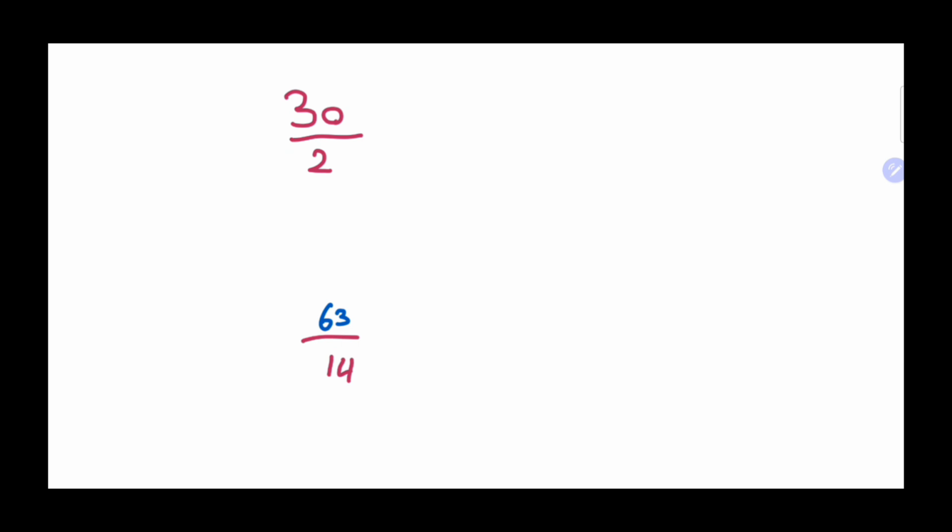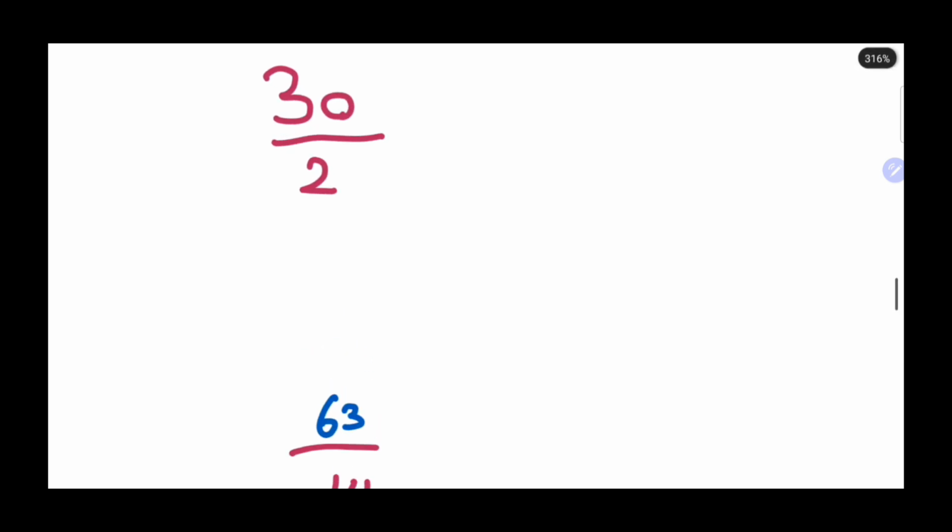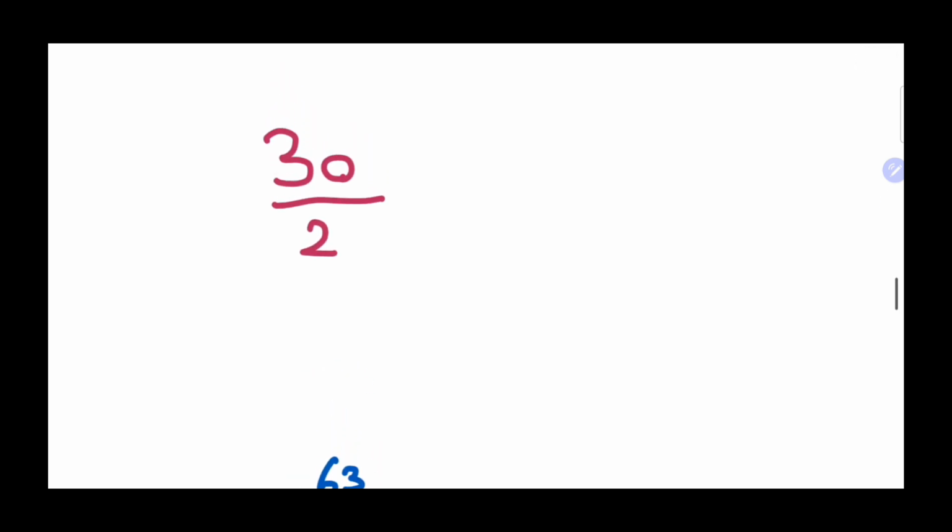Here is how to reduce fractions. We have this fraction 30 over 2. What we want to do is expand this. Now what factors makes up 30? Well, we can say 15 multiplied by 2 makes up 30.